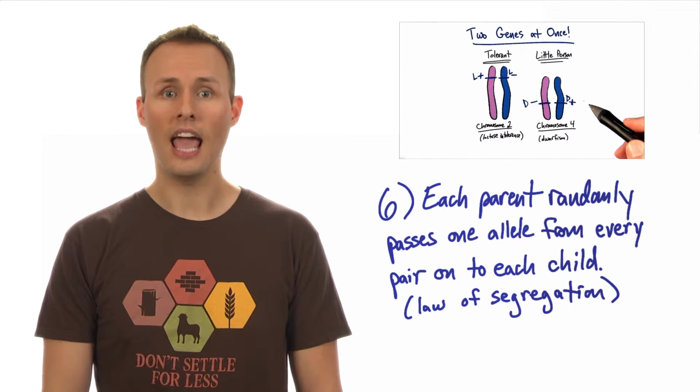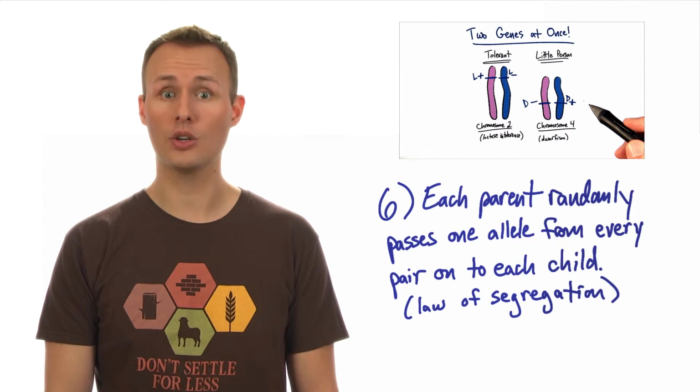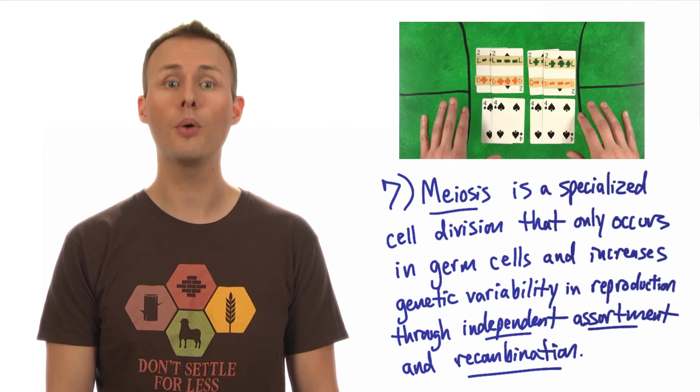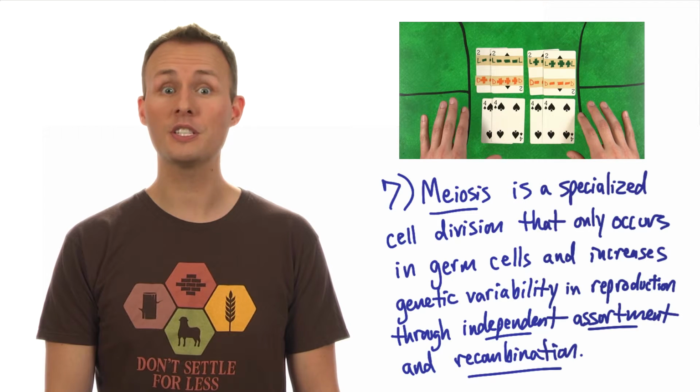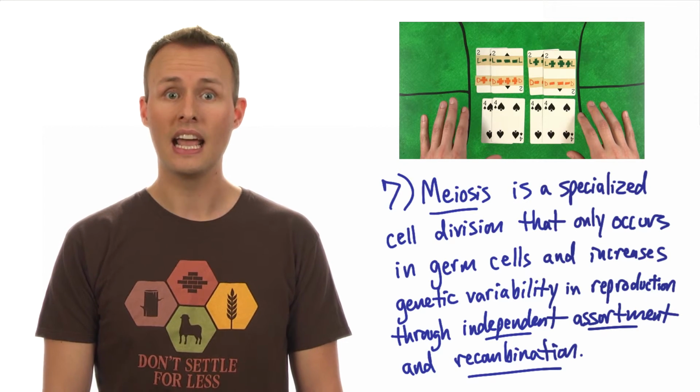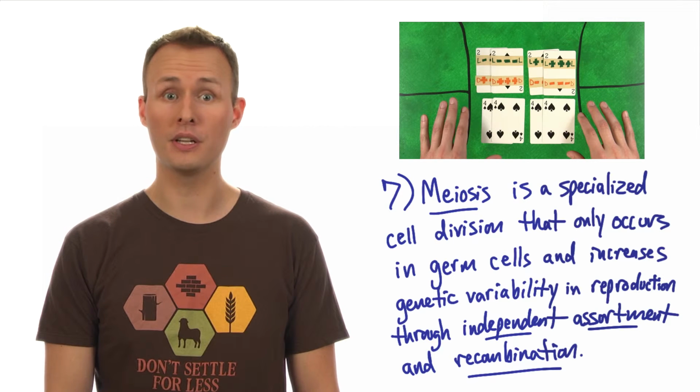Point 6. Every parent randomly passes on one allele from every pair to each child, and this is called the law of segregation. And point 7. Meiosis is a very specialized cell division that only happens in the germ cells of your body, and this enhances genetic variability during reproduction through the processes of chromosome recombination and independent assortment.